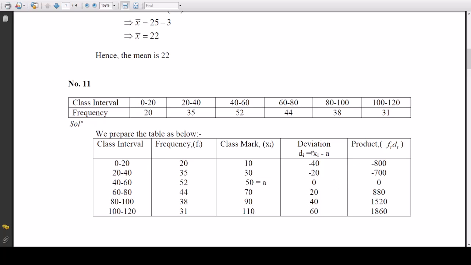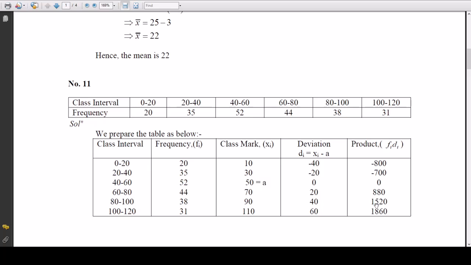Now the product will be of fi and di. 20 multiply 40 is 800. Minus is there: 35 multiply minus 20 is minus 700. And then 52 multiply with 0, it is 0. Then 44 multiply with 20, 880. 38 multiply 40, 1520. And the last one, 31 multiply 60 is 1860.